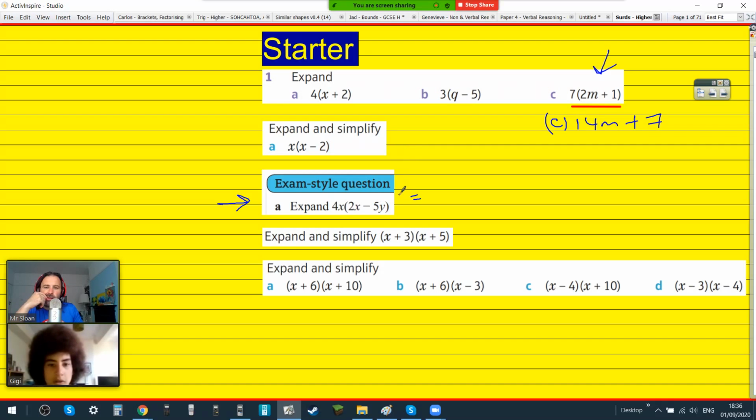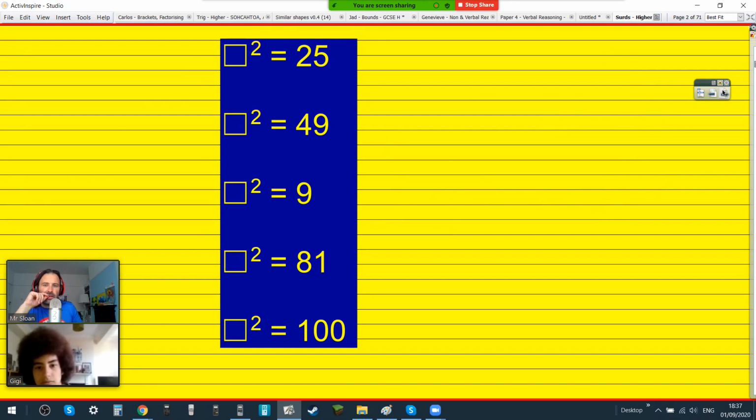Oh, it would be 6x squared. Is that? 4 times 2. Oh, I mean 8x squared minus 5y. It's 4x times both of them. Minus. It's 4x times 5y. Is it 20? Oh, 20xy. Yeah. And double brackets we can do later when they're necessary.